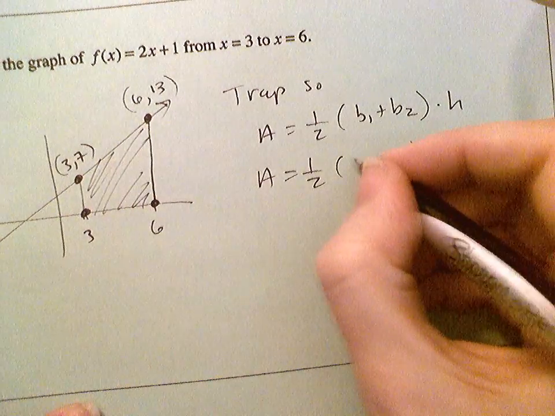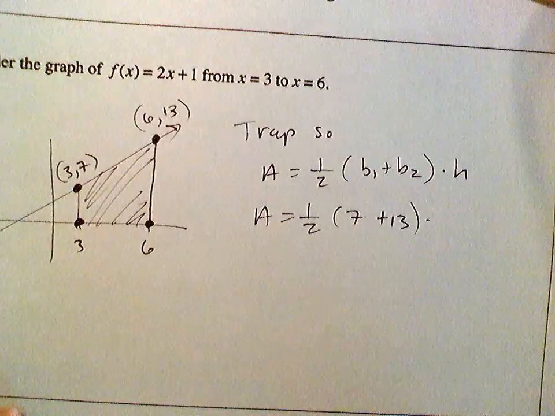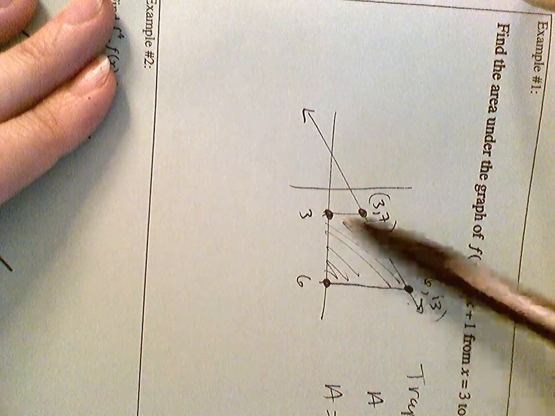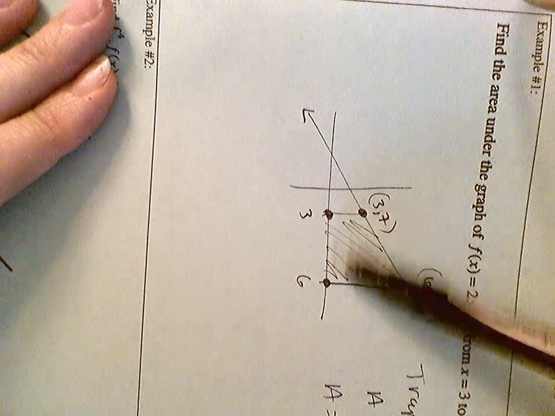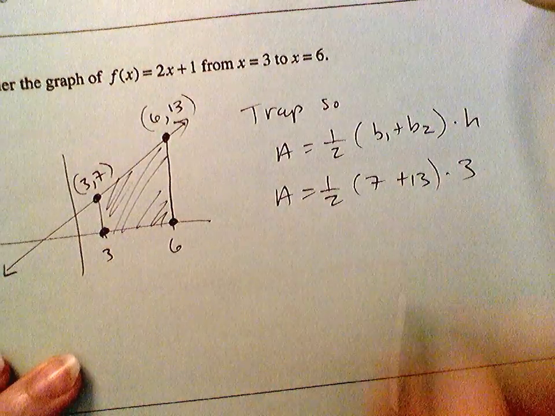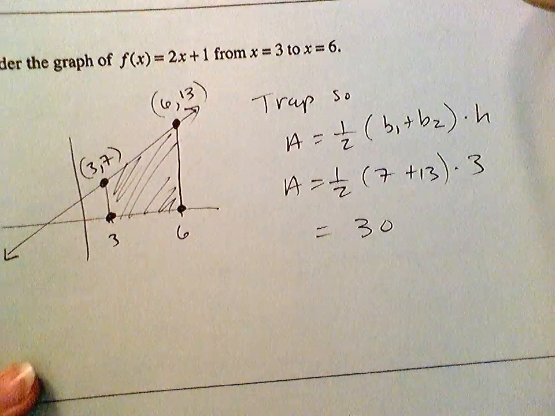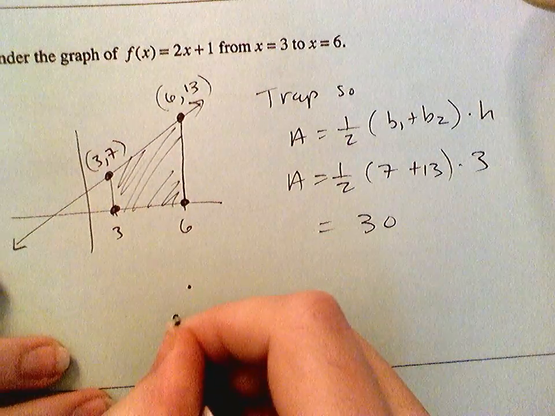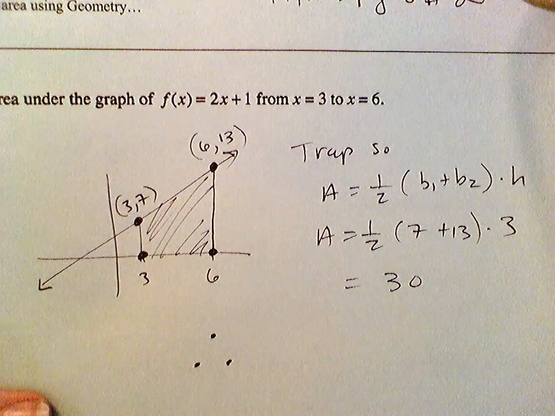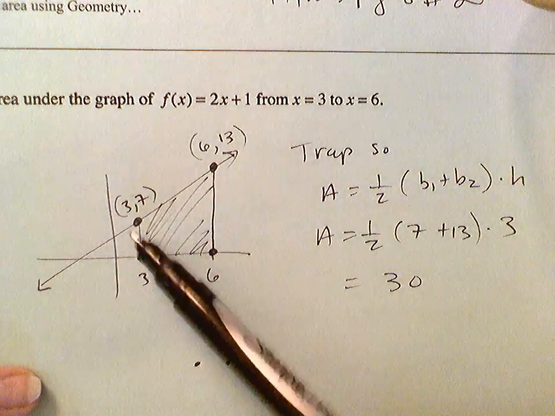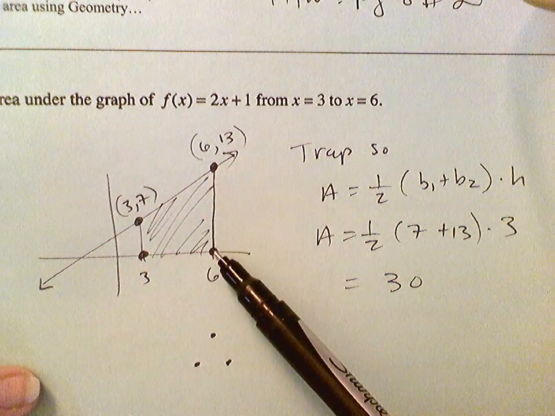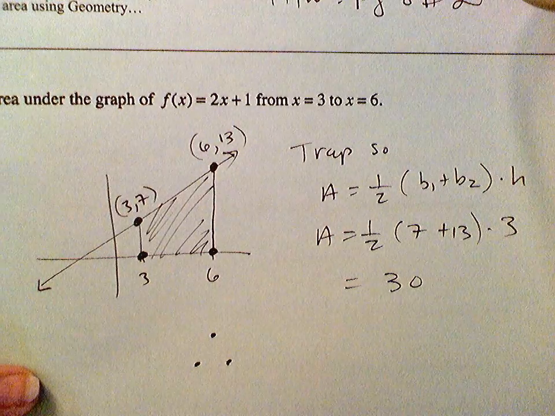So 7 plus 13 times the height of the trapezoid, it's going to be the perpendicular distance from one base to the other. So here it's just the distance between our x-coordinates, which is 3. Okay, and when you do that math, you end up with 30. Okay, so I'm going to say this. I'm going to say therefore, and I'm going to use calculus language to write my final answer. So I'll say therefore, guys, this is not an estimation. This is the exact area between the function and the x-axis on that interval. It's the exact area.